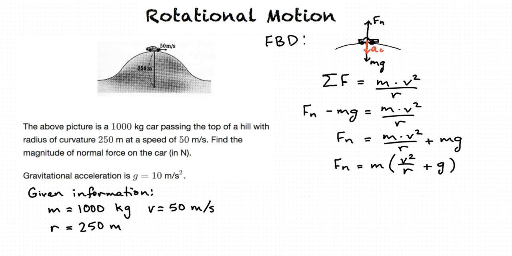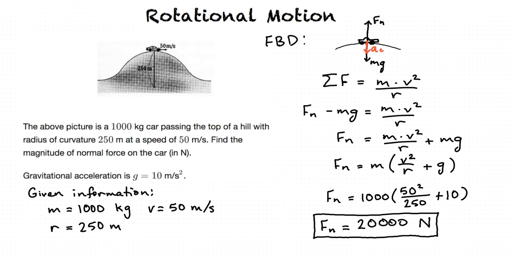We will now substitute in the numbers. Fn equals 1,000 times the quantity of 50 squared divided by 250 plus 10. And after performing this calculation, we find Fn equals 20,000 newtons. This is our final answer. So the force pushing back up on the car is much greater than the car's own weight.